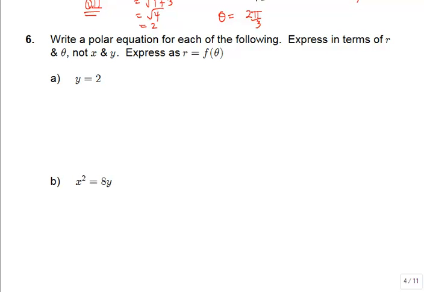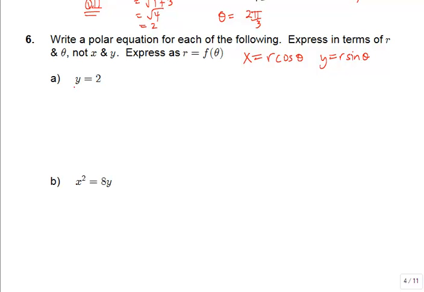The next thing that we're going to do is convert back and forth between polar equations and Cartesian equations. So in these next examples, these are all examples of what we would call Cartesian equations because they involve x's and y's. And what we want to do is change them so that they turn into polar equations. So you should only see r's and thetas involved instead of x's and y's. And the way that you're going to convert these into polar equations is to use those relationships that x is equal to r cosine theta and y is equal to r sine theta.